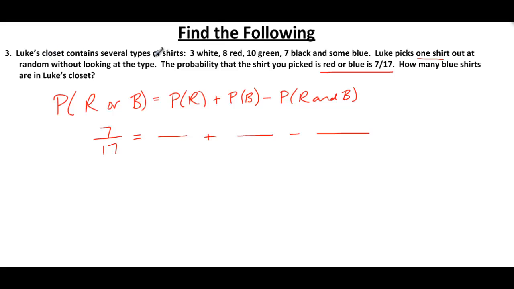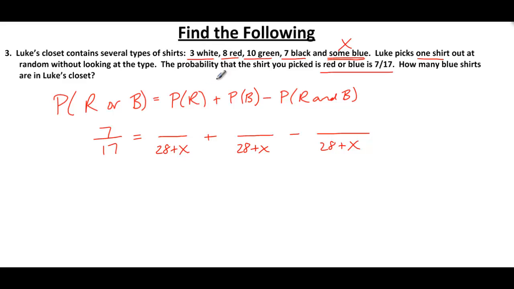So if I go back to thinking about what's in Luke's closet, 3 white, 8 red, 10 green, 7 black, and some blue, this is the problem. I don't know how many blue there are, which means I don't know the total number of shirts. If I did, it would be really easy. I could just subtract those. So I'm going to have this variable in the problem. If I add this together, I have 10, 25, 28 plus so many blue. So that's my denominator, my total number of shirts inside Luke's closet, where x represents the number of blue shirts.